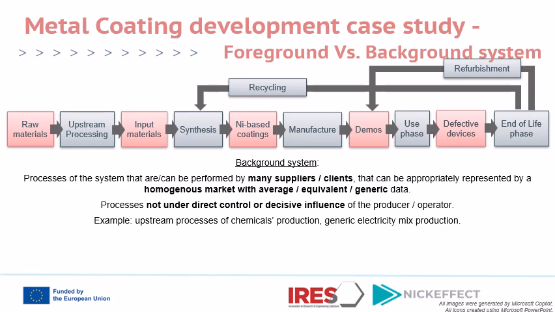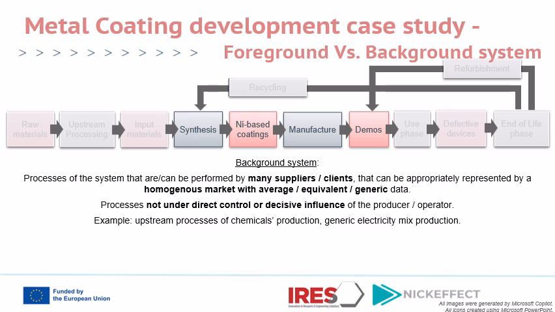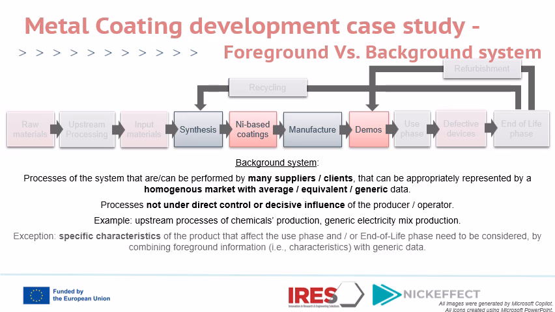So, for example, that could be the upstream process of producing the chemicals, the nickel salt we saw earlier, or the process to produce the generic electricity mix of a certain country that our facilities are based in. So based on this, within the NICKEFFECT project, you would expect that our foreground system starts from the synthesis until the demonstrators and everything else belongs to the background system. There are exceptions to this.